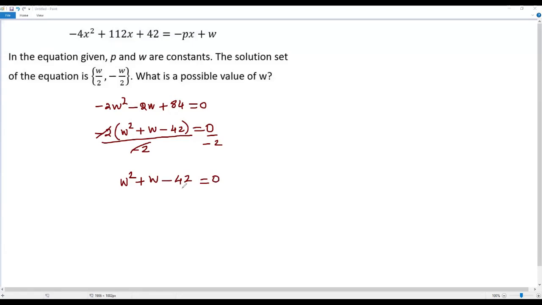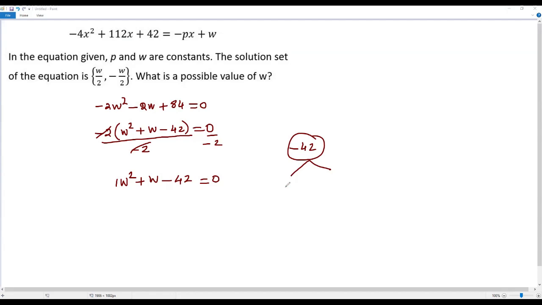Okay, now we can try to solve this quadratic equation by factoring. So for that, I have to multiply this constant of negative 42 by the coefficient of w square. In this case, it's 1. When I multiply this negative 42 by this 1, I'm still getting negative 42. So now I have to get two factors for this negative 42, so that the sum of the two factors is equal to the coefficient of w. In this case, it's positive 1.